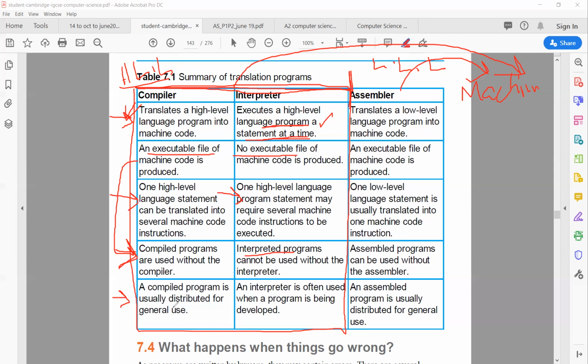So you get the compiled version of that program. Okay. You just install it on your computer. So the interpreter is mostly used when the program is being developed, right?